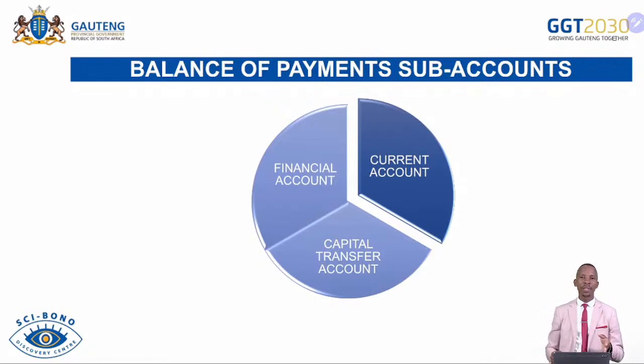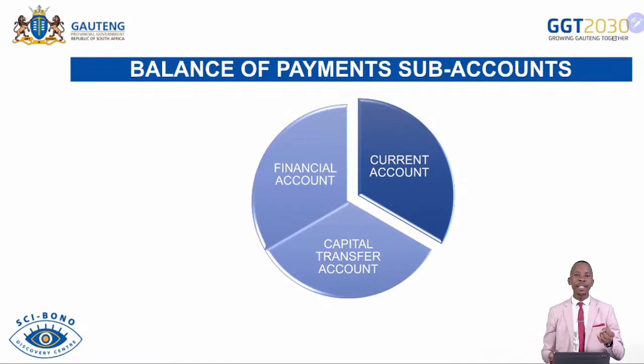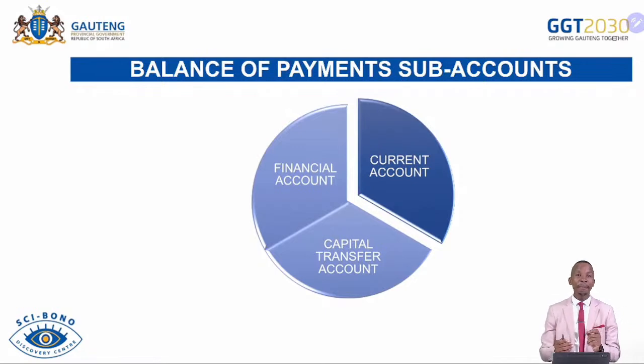So if we start with the visible or physical imports and exports, we can talk about the likes of the merchandise export. Those are goods that are produced in South Africa and sold abroad. And then we talk about the net gold export. In that case, we refer to the difference between exported gold and imported gold. Remember, South Africa is a major producer or supplier of gold. So in that case, our net gold is always positive. And then we talk about merchandise import.